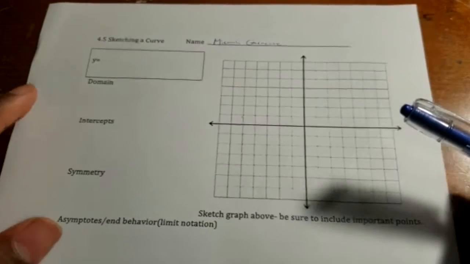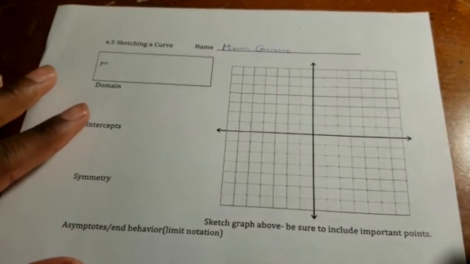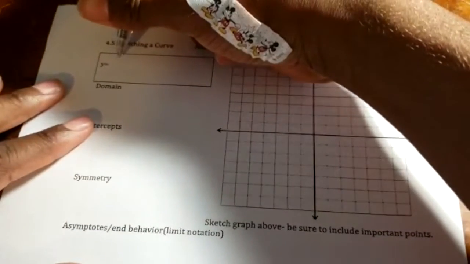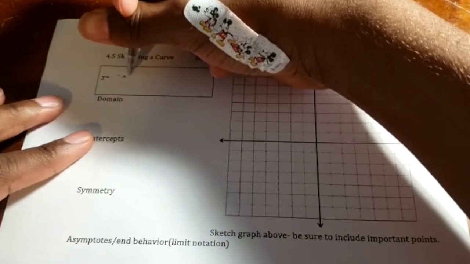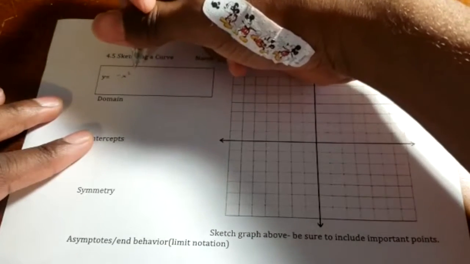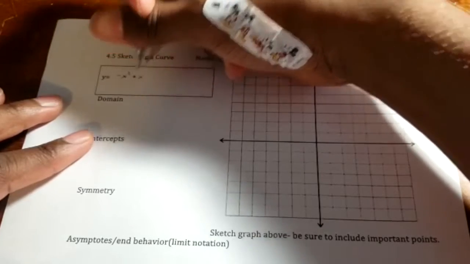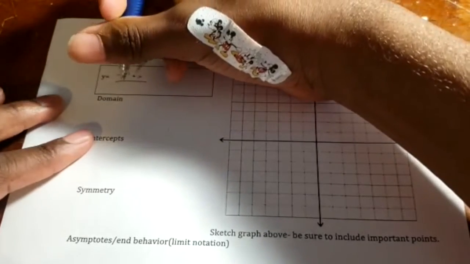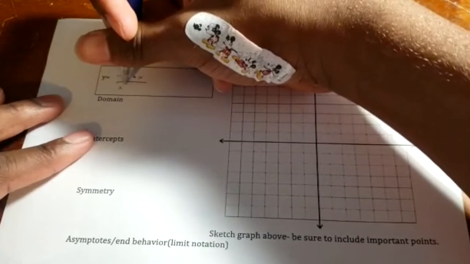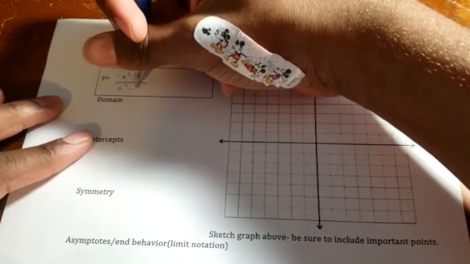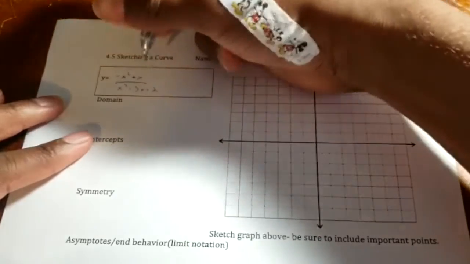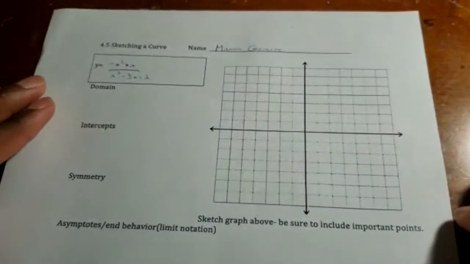Okay, so to start, our function is y equals negative x squared plus x all over x squared minus 3x plus 2. So first, we'll start off with the asymptotes.